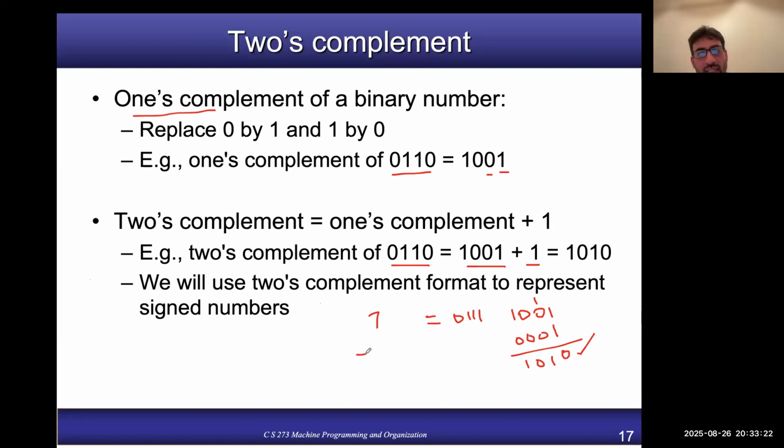Now, what about -7? How can I represent -7 in binary form? Because the minus is just a symbol for human understanding. Just like computers or digital hardware cannot understand the symbol 7, the same hardware also cannot understand the minus symbol. So we need to find a way to represent signed numbers.